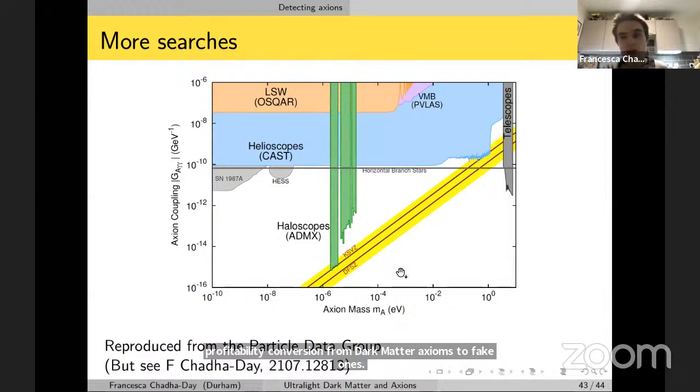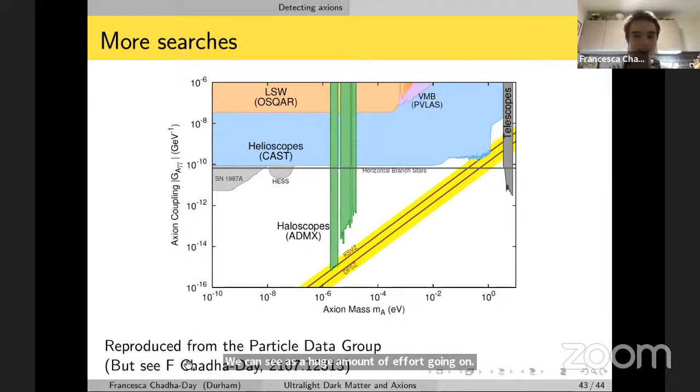But we can see that there's a huge amount of effort going on. So this is the one time in this talk I'm plugging my own work. But one thing that I wanted to flag is that, as I discussed further in this paper, this plot really assumes that there's only one axion or axion-like particle, whereas actually in string theory models, you could easily get hundreds of axion-like particles.